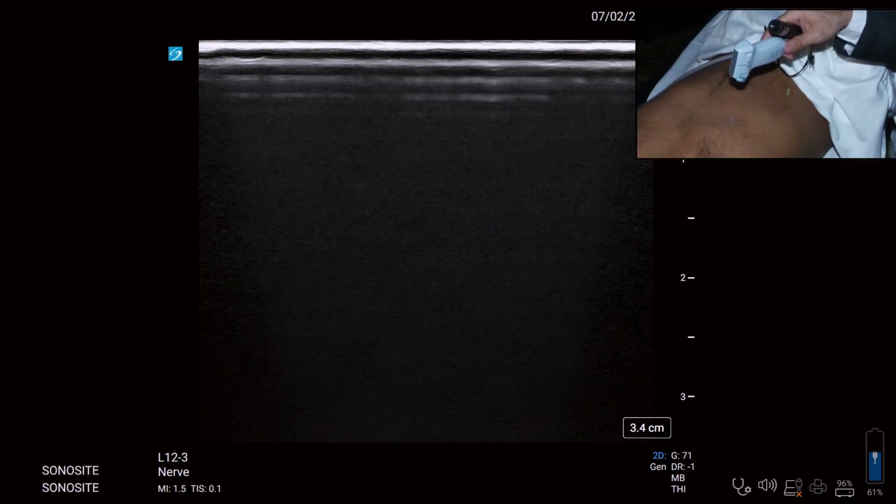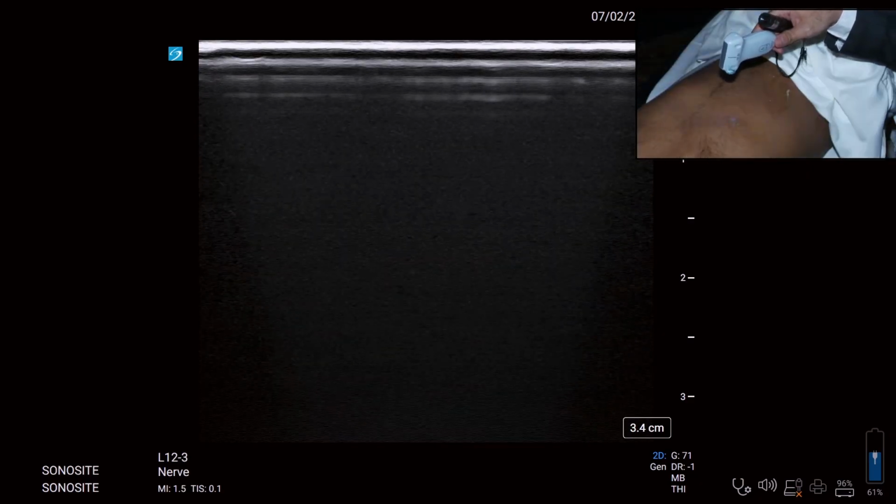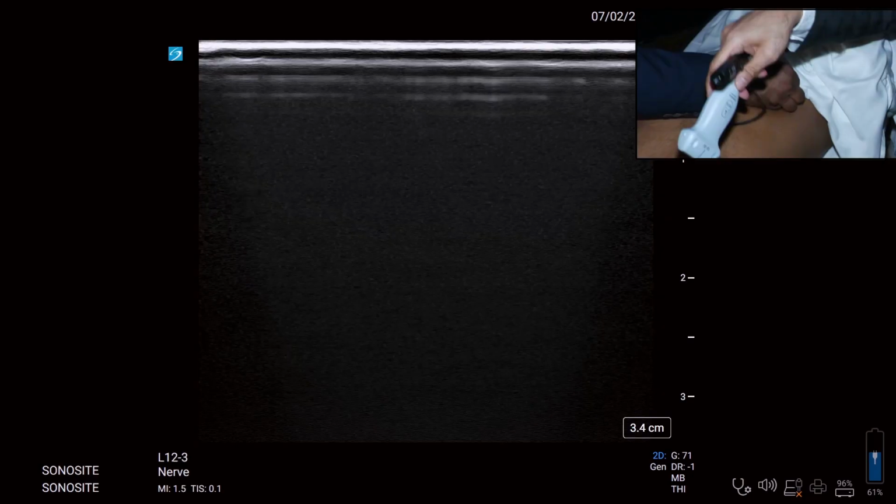Let's do quickly the upper limb. Manish, you would like to demonstrate upper limb? Sir, I think aap hi.